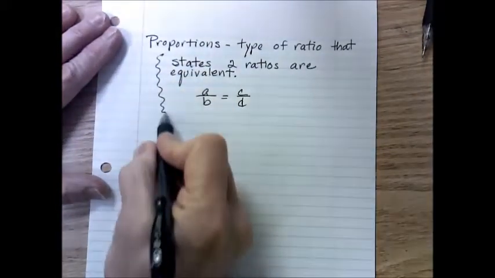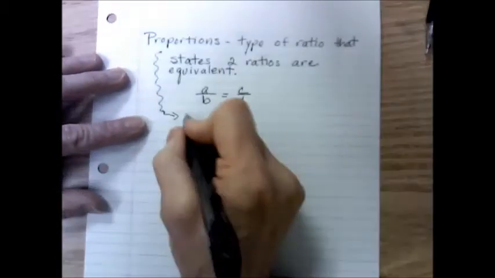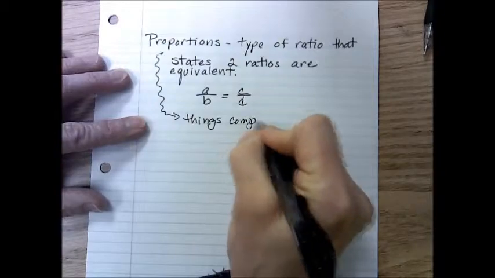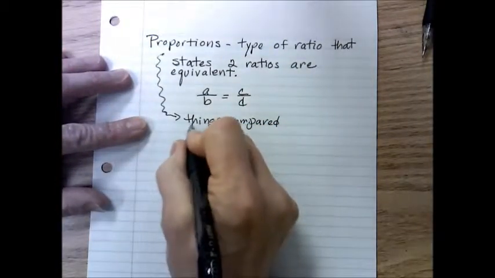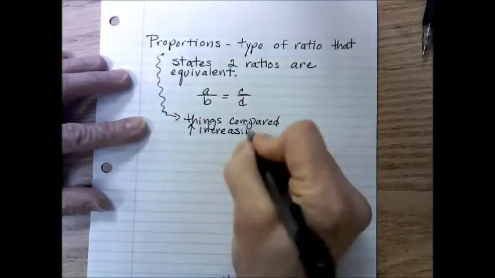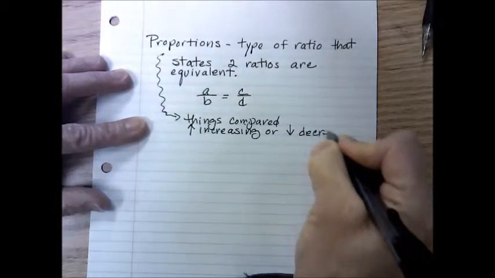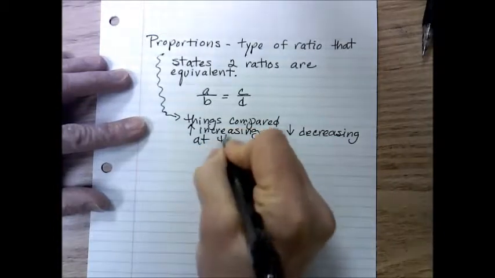In other words, what the proportion says is that whatever things are being compared are increasing or decreasing at the same rate.